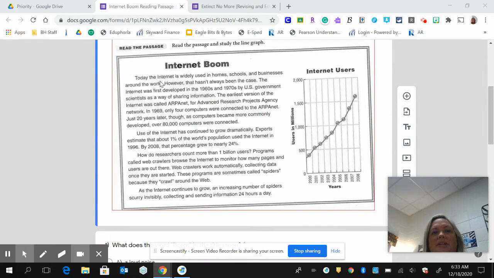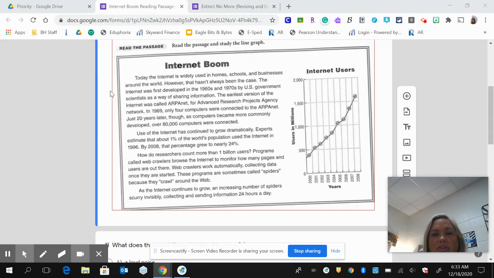Internet Boom. Today, the internet is widely used in homes, schools, and businesses around the world. However, that hasn't always been the case. The internet was first developed in the 1960s and 1970s by U.S. government scientists as a way of sharing information.